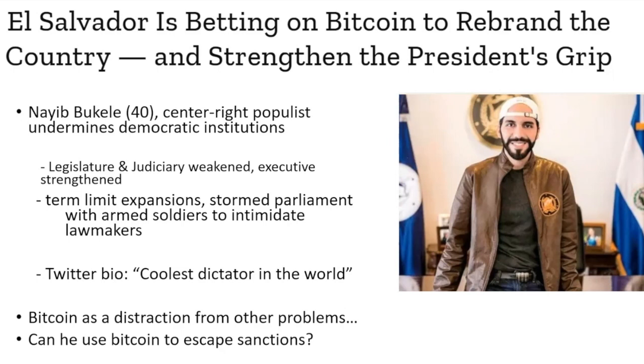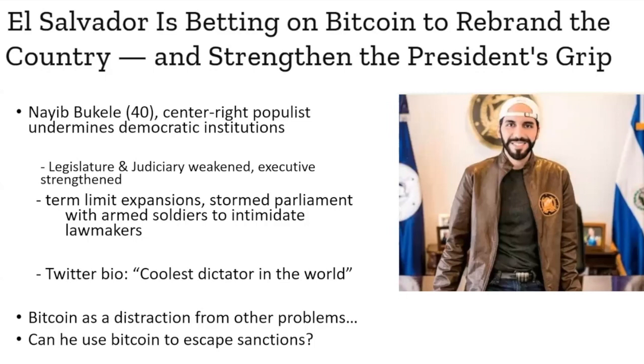He recently expanded term limits, and has pushed his legislative agenda through in heavy-handed ways. There's a famous example where he stormed parliament with armed soldiers from the military to intimidate the lawmakers into pushing through his budget, right? He advertises this and markets himself as the quote-unquote coolest dictator in the world. He's the millennial dictator who wants to bring Bitcoin, right?